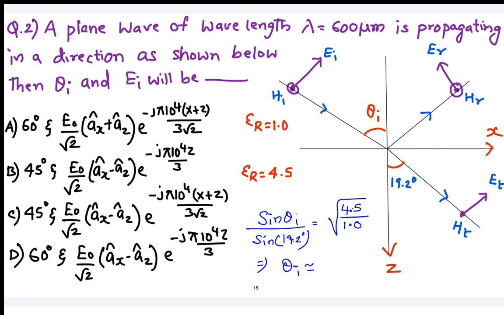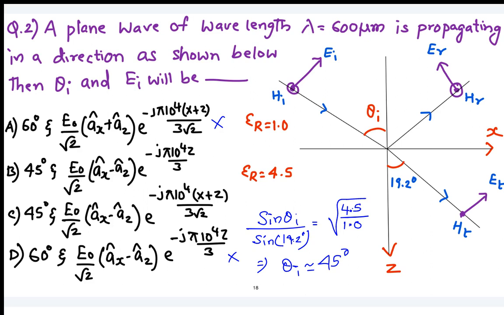Correct. It is 45 degrees, right? Everybody try later. You are going to get a value of theta i equal to 45 degrees. So the option is going to be either B or C. So options A and D are ruled out.